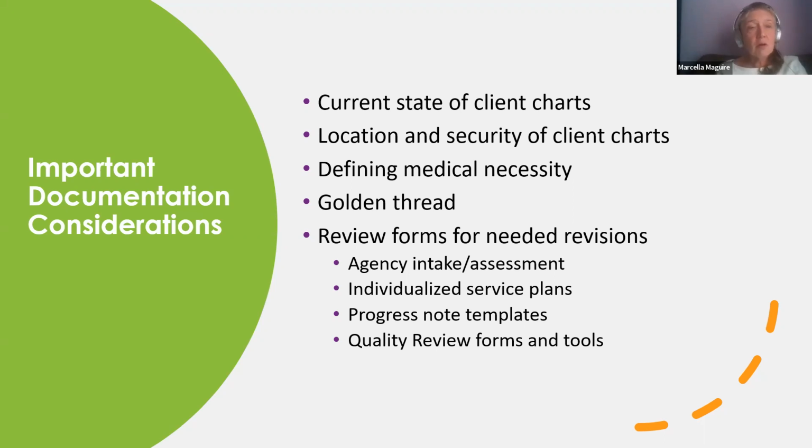As you look at your forms, you may need to make some revisions. You may look at your intake and assessment. You may now be asking for some different information. What's an individual's Medicaid ID number? Are they enrolled in Medicaid or not? You're going to look at your individualized service plans. You want them to be able to link that golden thread back. You may have progress note templates that you may want to change based on what we talk about today and what the Medicaid documentation requirements are.